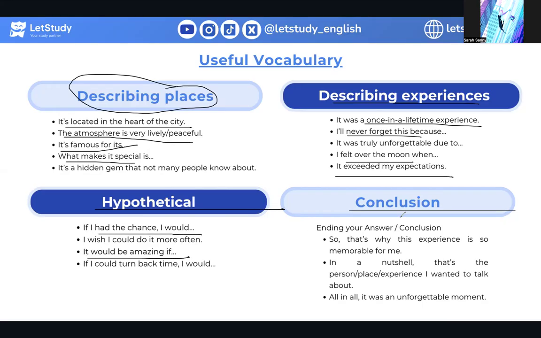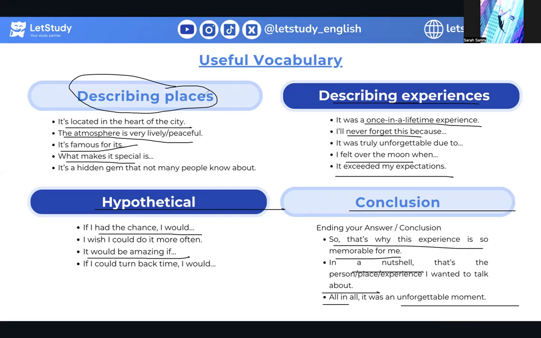Conclusion itu biasanya kayak overall in conclusion, or so that's why this experience is memorable. It's memorable for me. In a nutshell, that's what I wanted to talk about. All in all, it was an unforgettable moment.